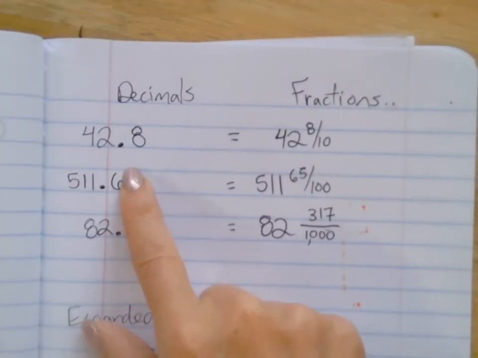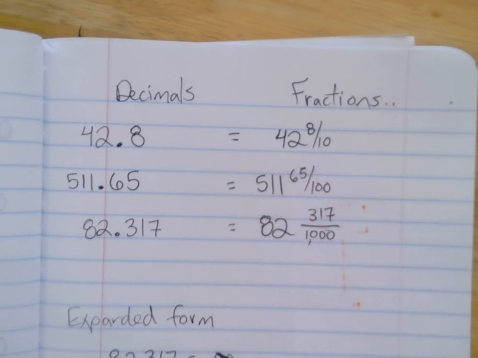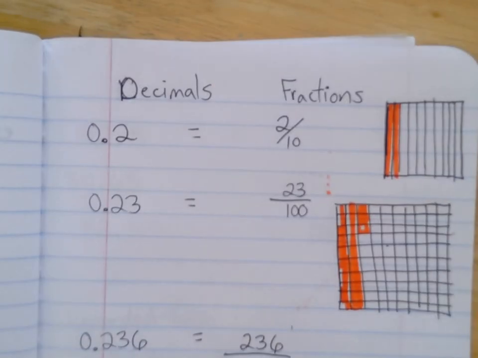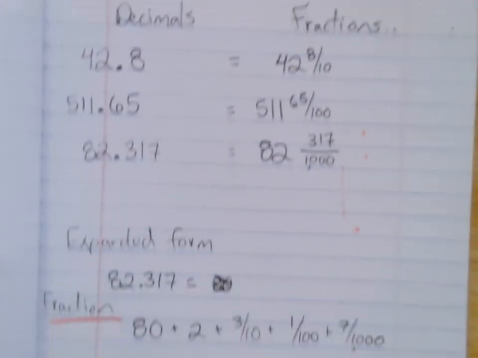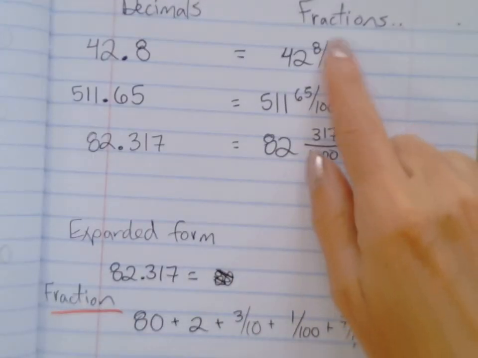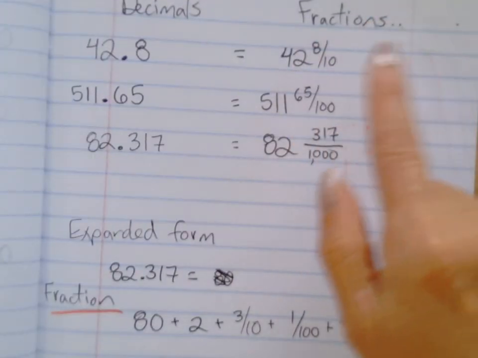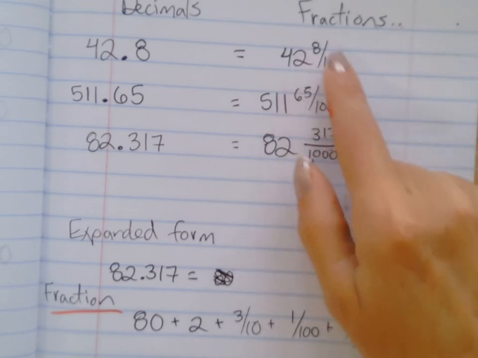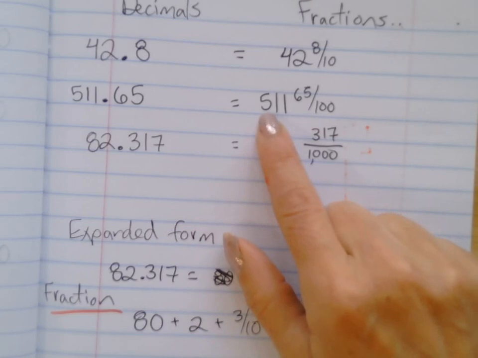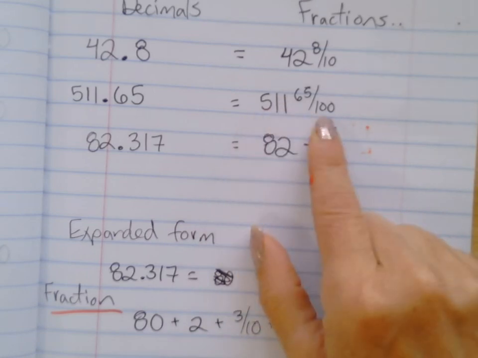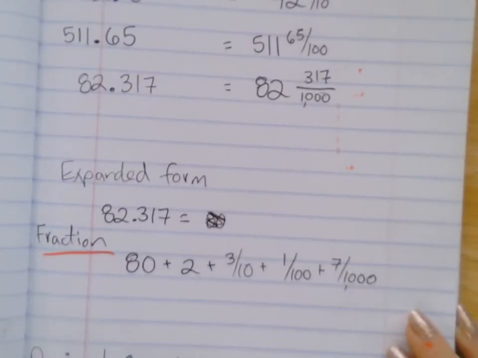Okay, so I have my decimals represented as fractions. I have ones that are less than 1 with some photos, and ones that are over 1. Right? I'd have to draw 42 full boxes and then one box that has 8 out of 10 highlighted. This would take a long time to do, 511 and 65/100ths.